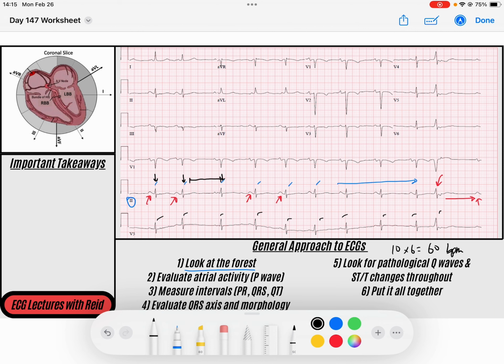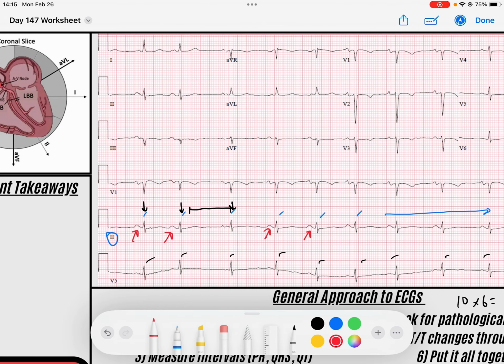You do that when the R to R intervals are a little bit irregular, right? And we could say that we might have that here. So we've got a rhythm at 60 beats per minute with P waves. Okay, well, what do the P waves look like? It seems like those P waves are upright in lead 1, and it also seems that they're upright in AVF, so that tells me that these are sinus P waves.